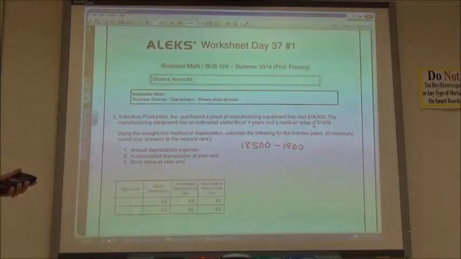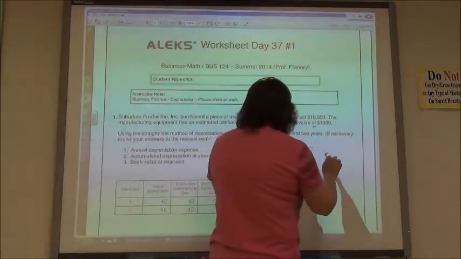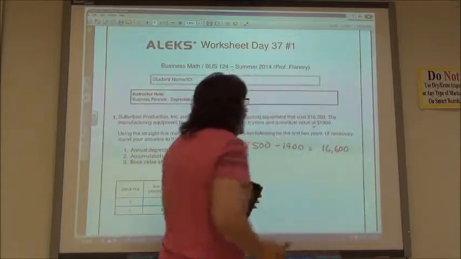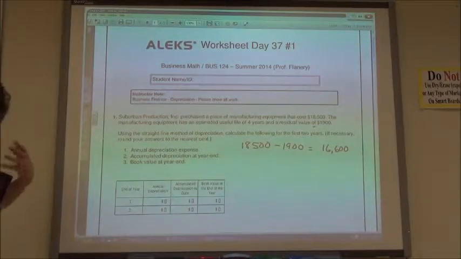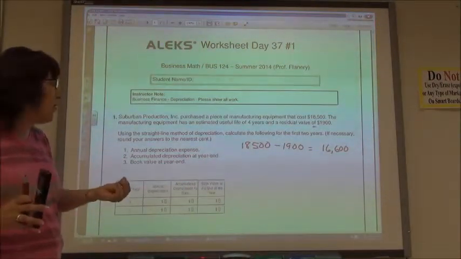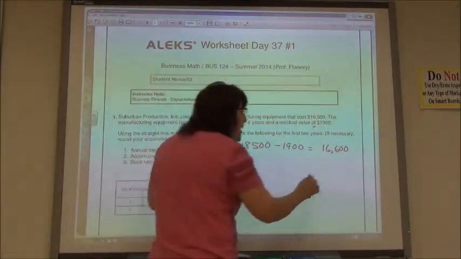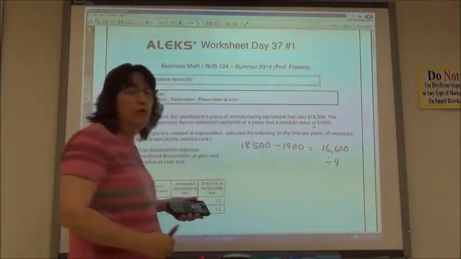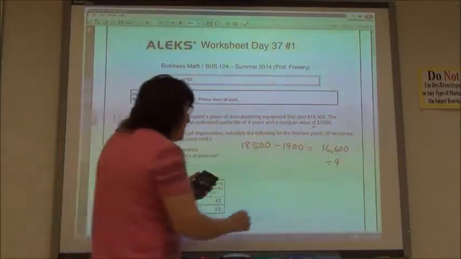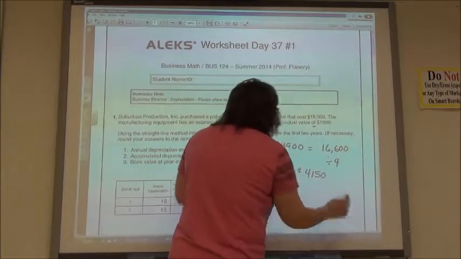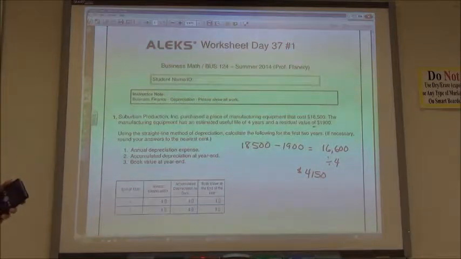So $18,500 minus $1,900 is the total depreciation, $16,600. That's the amount of the total depreciation. When you do straight line depreciation, it means that it depreciates by the same amount every year. Since its useful life is 4 years, we're going to take that $16,600, we're going to divide it by the 4 years of useful life to see how much it depreciates every year. So if I divide that by 4, I get $4,150. So each year it's going to be $4,150 less than the previous year.